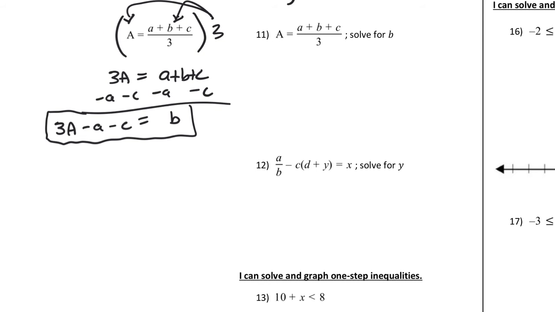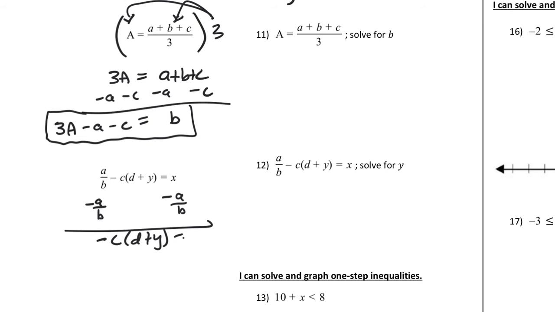On this one, I think I'm going to need a little bit of space. I want to solve for y. So what I would do is subtract a over b, and maybe I would write it this way: minus a over b, minus a over b, and I'm left with negative c times d plus y equals x minus a over b.